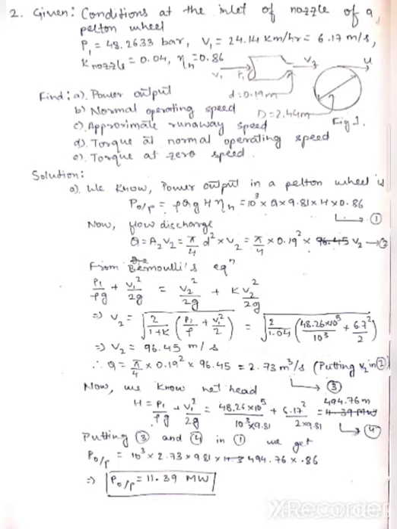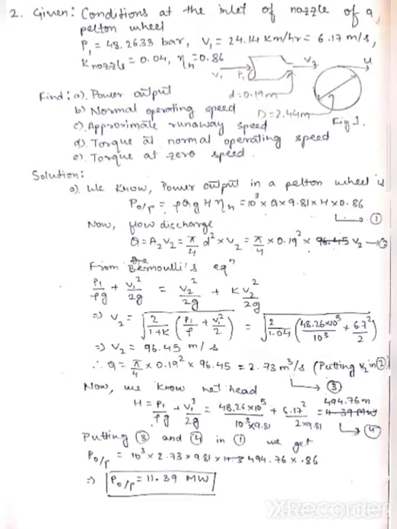Now we'll come to question 2. In question 2, we have been given a Pelton wheel, and the inlet conditions of the nozzle are given to be pressure P1 48.2633 bar, velocity V1 to be equal to 24.14 km per hour, which when converted to meter per second is 6.17 meter per second. Nozzle loss coefficient K to be equal to 0.04 and hydraulic efficiency eta h to be equal to 86% or 0.86. Here I have made this diagram of the nozzle.